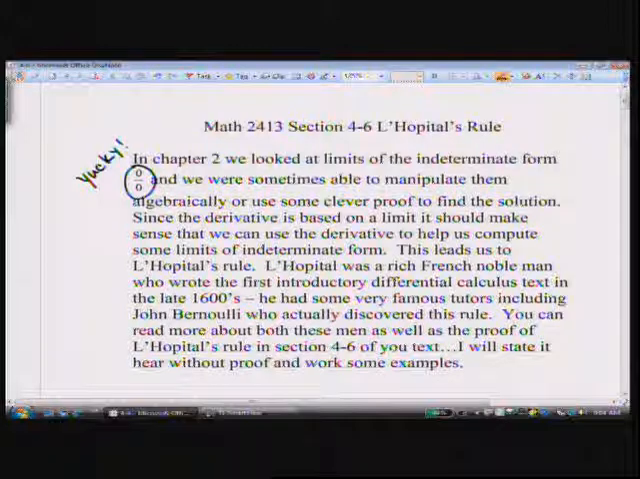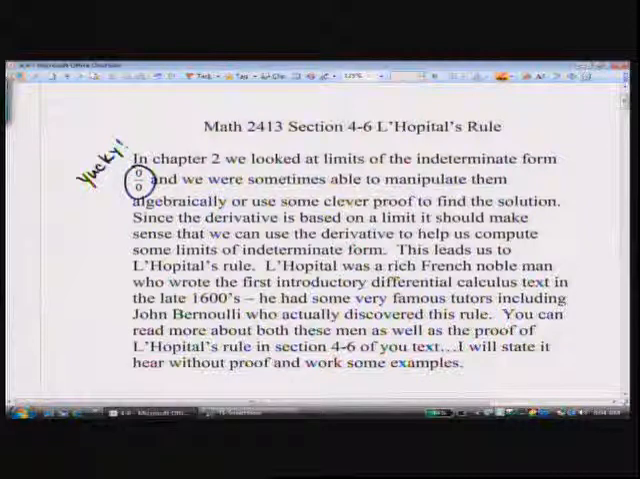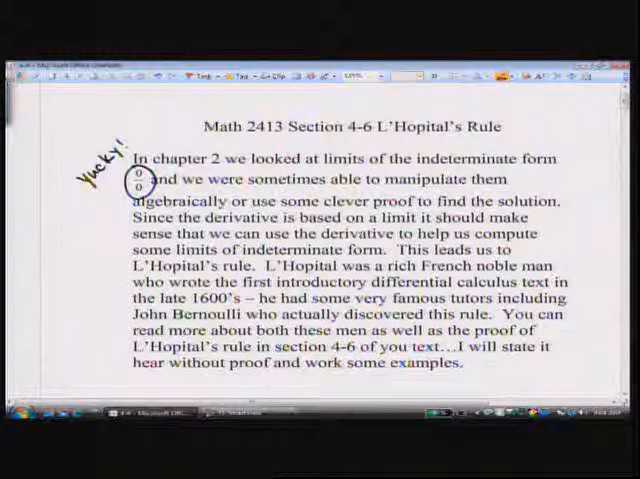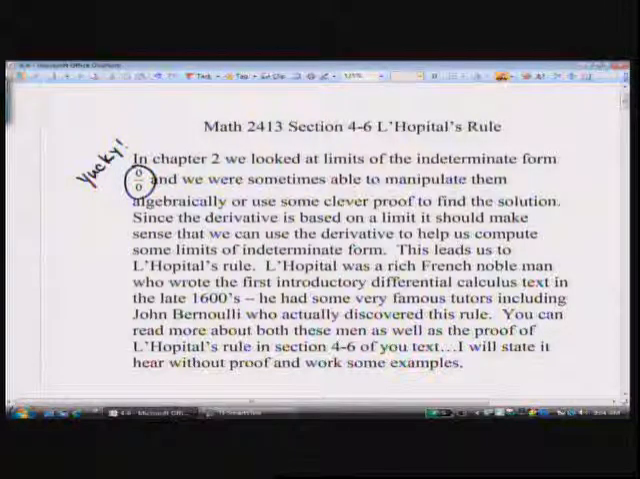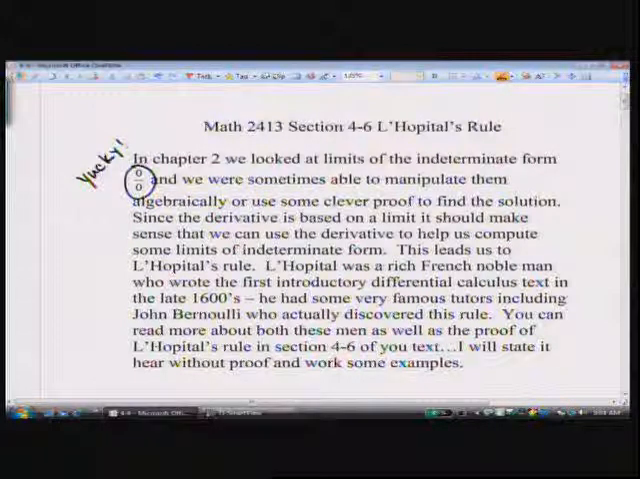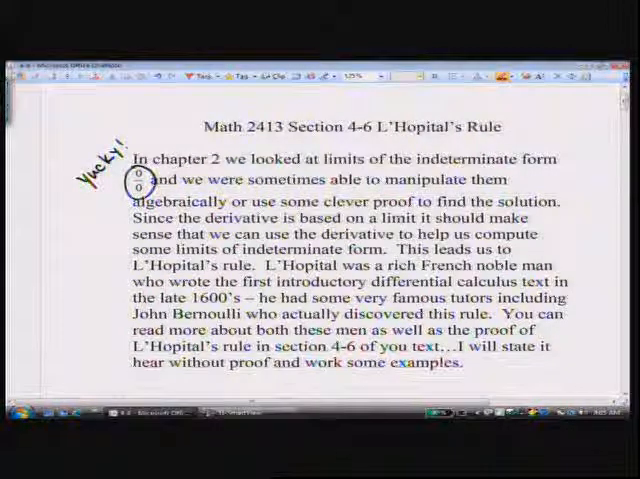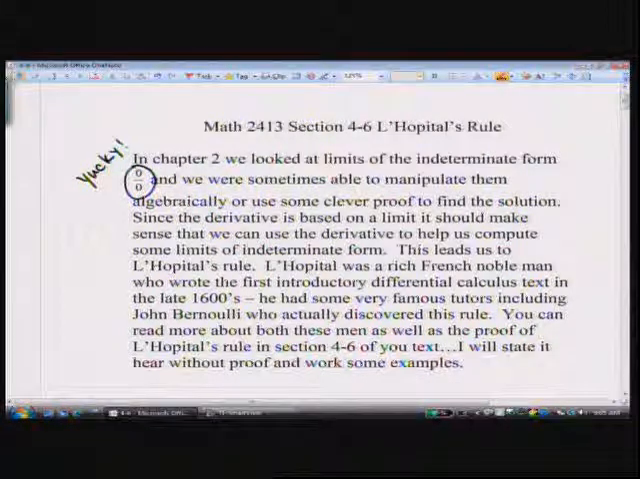Now, the derivative is based on a limit. It should make some sense that we can use the derivative to help us compute some limits of indeterminate forms. So today, it seems kind of weird, we're going back to another idea. We're not doing maximization, but we're looking at another application of derivatives, which is to help us solve limits. And you're going to love this application because you finally get to do what you've always wanted to do, which is when you see a quotient, take the derivative of the top and the derivative of the bottom, instead of using the quotient rule. You have to recognize that you're looking at the limit of a quotient and applying what's called L'Hôpital's rule, but it feels very intuitive, so it feels pretty good.